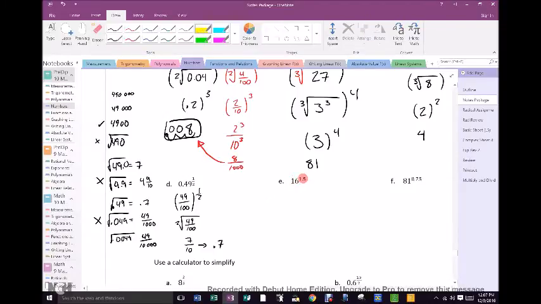Let's look at E. What's different about E? It's a decimal exponent. What is every decimal? A fraction. What fraction is that? 1 and a half. It's to the 1.5. How do I turn that into something I know how to work with? That's 3 over 2. Do I know what to do with that? Yeah. What do I do with that?